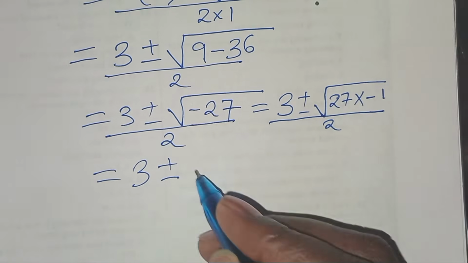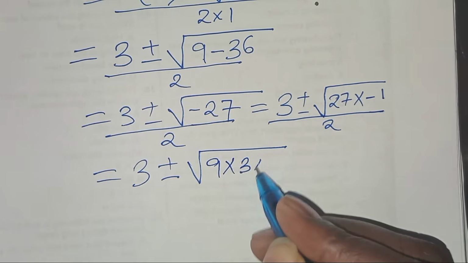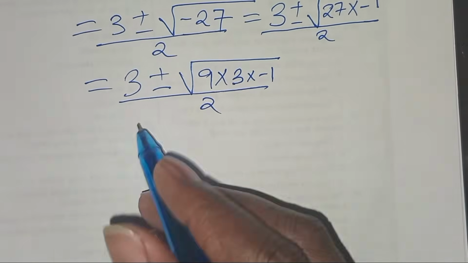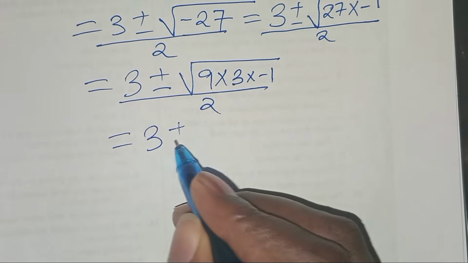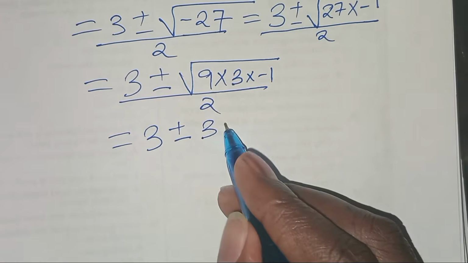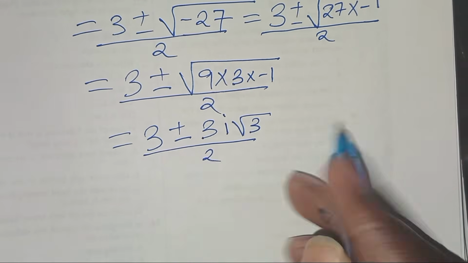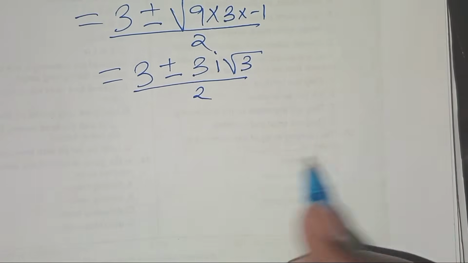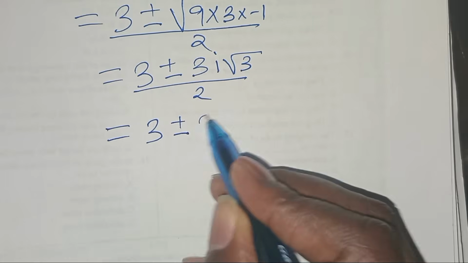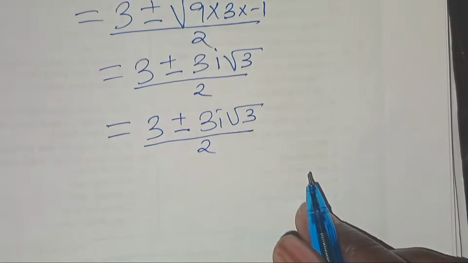We can express this 27 as 9 times 3 times negative 1 divided by 2. So the next phase here, we have 3 plus or minus the square root of 9, this is 3. The square root of negative 1, this is i. Square root of 3 divided by 2. So in this case, we have 3 plus or minus 3i square root of 3 divided by 2.